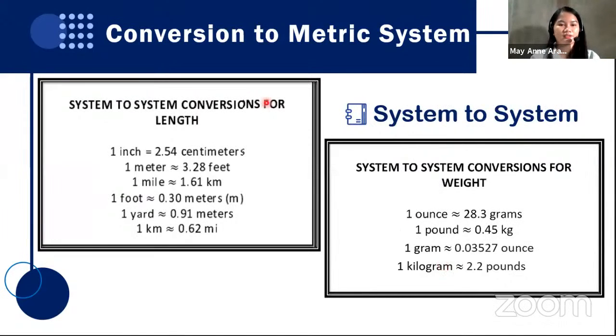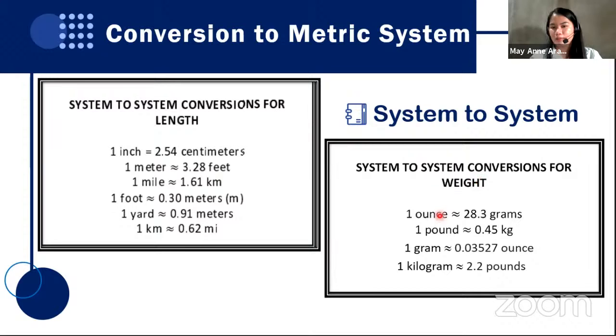Next, we have the system conversion, metric to US system. 1 inch is equal to 2.54 centimeters, and 1 meter is approximately equal to 3.28 feet, and 1 mile is 1.61 kilometers, and 1 foot in meters is approximately 0.3, and for 1 yard, that is approximately 0.91 meters, and 1 kilometer is approximately equal to 0.62 miles.